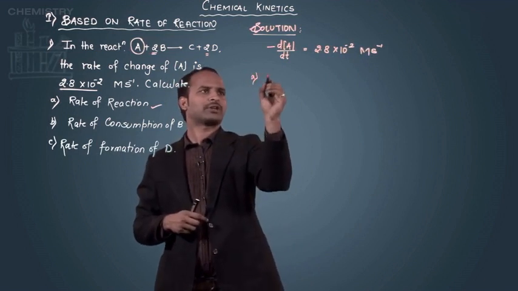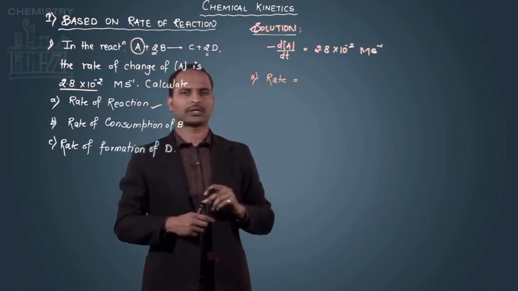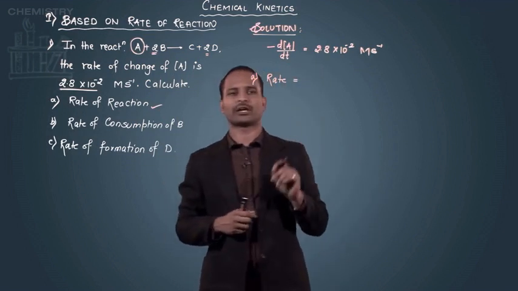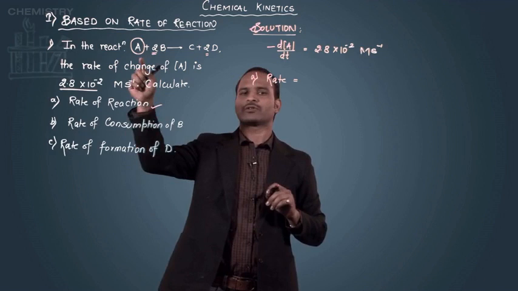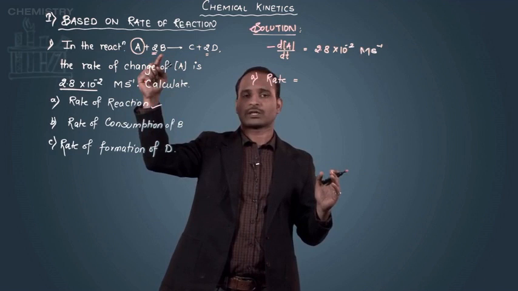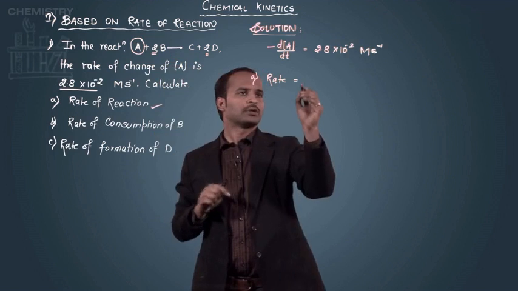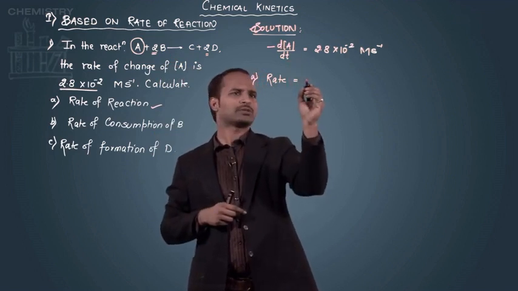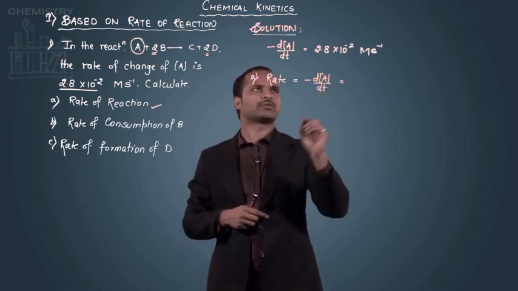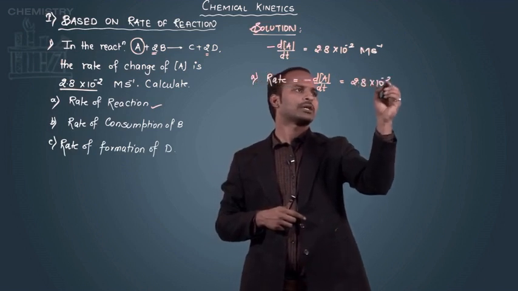We have to write the rate of reaction. So first, the rate of reaction is always equal to the rate of consumption or formation of the component, which is of 1 mole. So here the rate of reaction is equal to the rate of consumption of A, or the formation of C, or half of the consumption of B, or half of the formation of D, because they are 2 moles. So finally we have the value of A. So rate is equal to minus dA by dt, which is 2.8 into 10 raised to minus 2 molar per second.